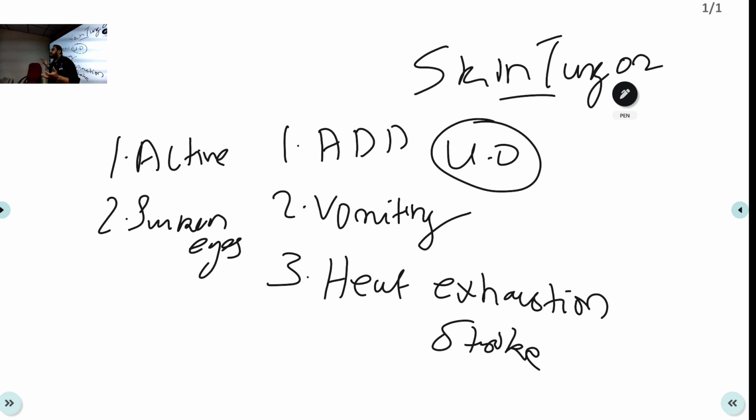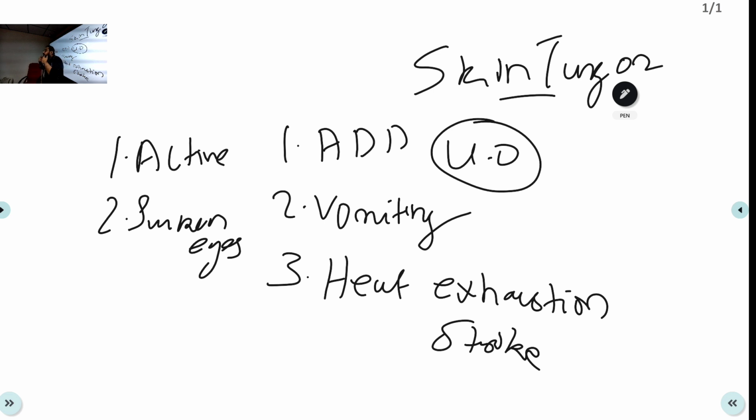Why is there altered sensorium? Because of poor perfusion to the brain. There is poor perfusion due to less fluid in the body. As a result, the volume has come down, and there is poor perfusion to the brain. That is the reason why the child becomes lethargic and later on drowsy. So that is one. Next, what you have to look for is sunken eyes.